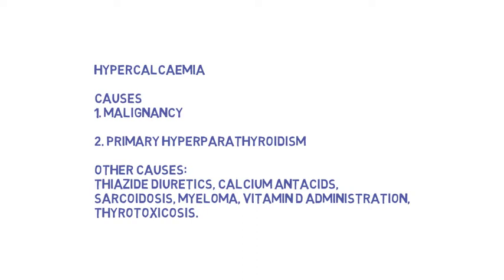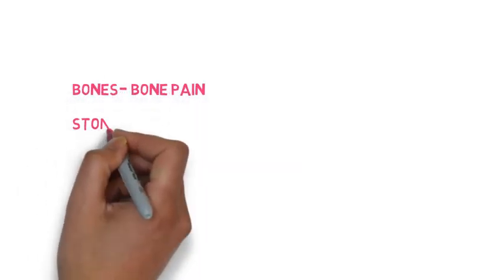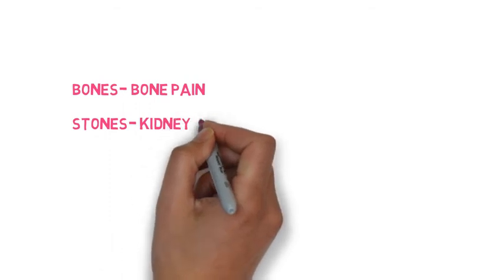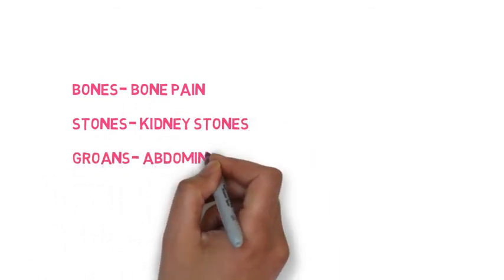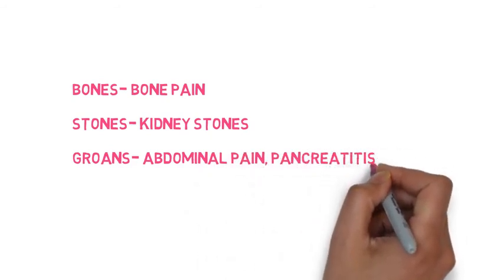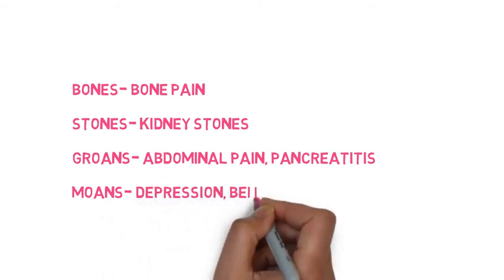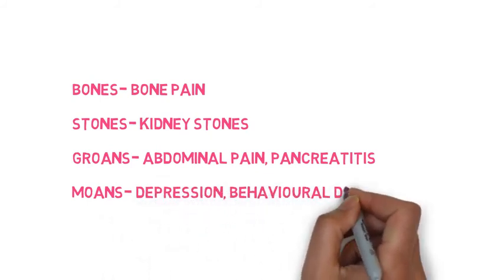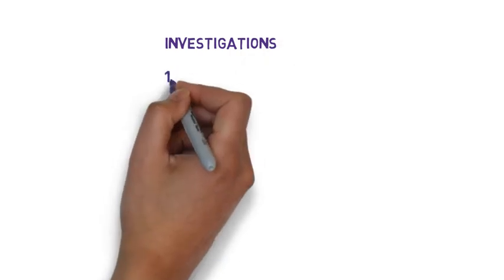And what are the principal symptoms of high calcium? Well, I'm sure you've all heard of the bones, stones, groans, and moans. It's a memory aid, and this is to remember the symptoms of high calcium. So bones, you're getting bone pain. Stones, you're getting kidney stones. And groans, you're getting abdominal pain, pancreatitis. And moans, you're getting depression and behavioral disturbances.